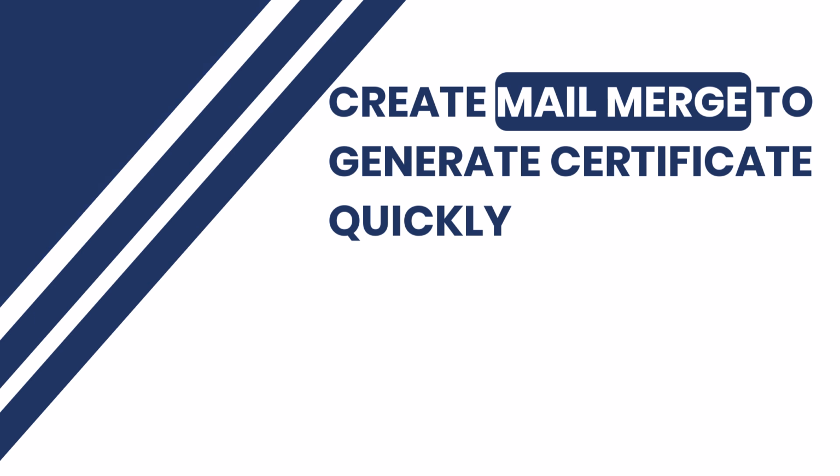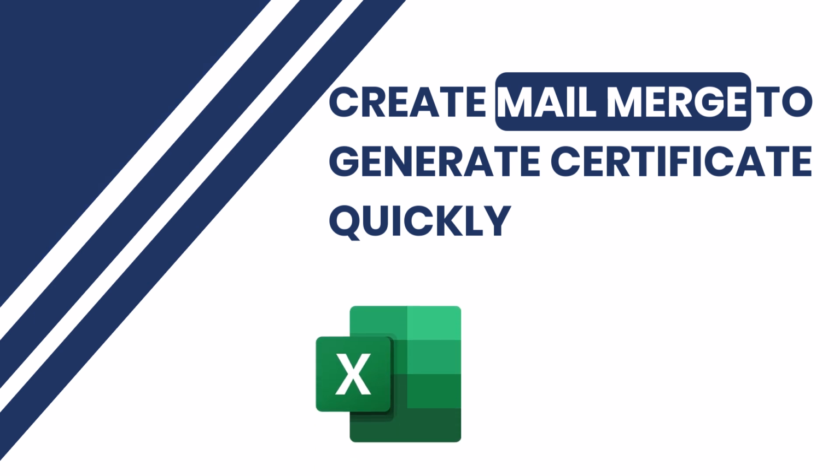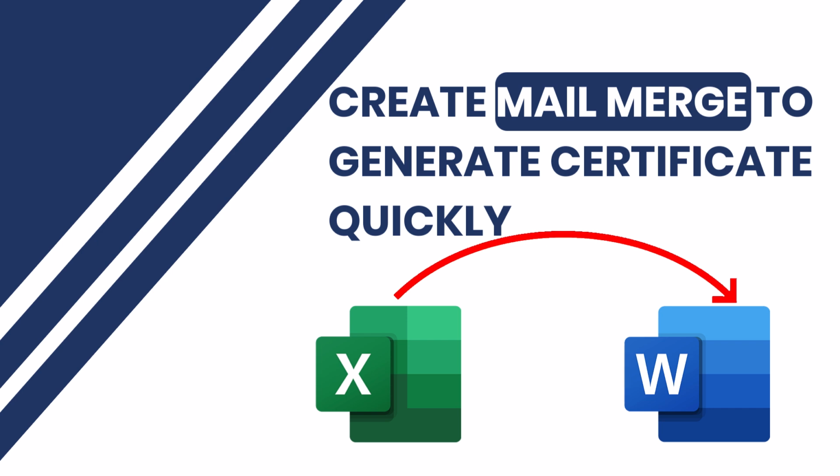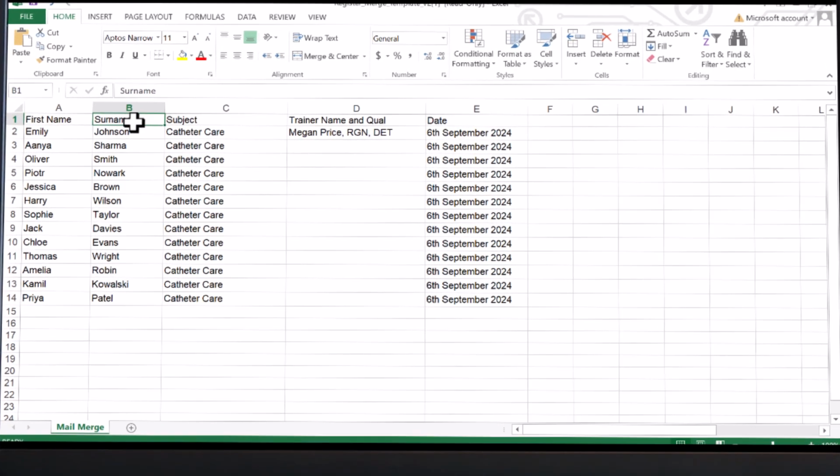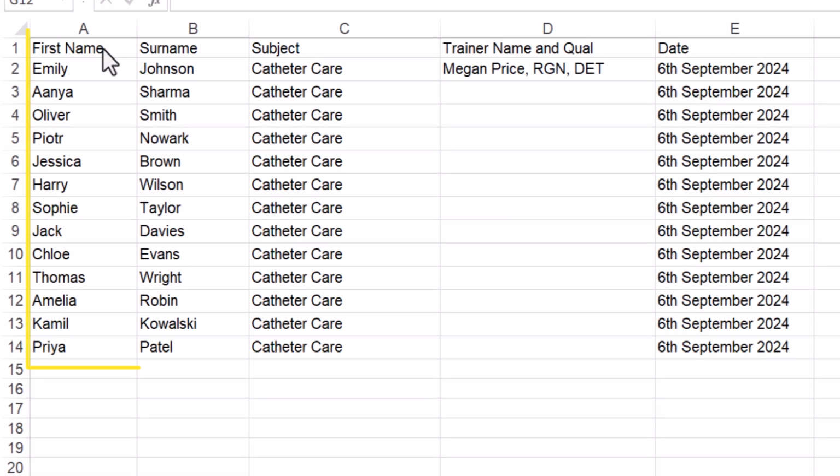To create a mail merge for generating certificates using an Excel spreadsheet and Microsoft Word, follow these detailed steps. First, have the mail merge template ready. Enter all of your learner names. For this video, it is formatted first name and surname, but you might decide to do it differently.